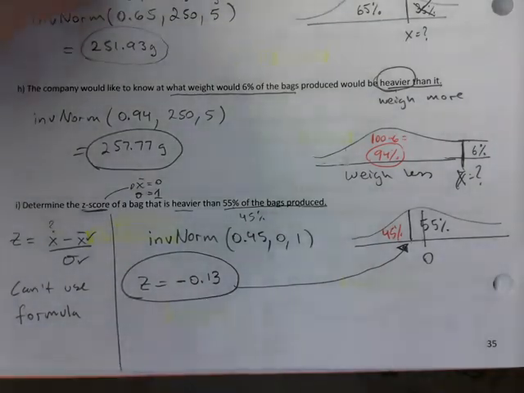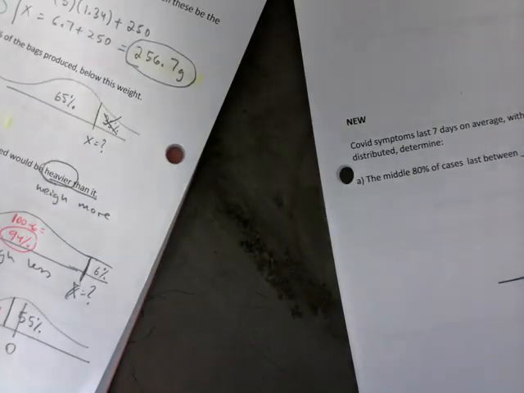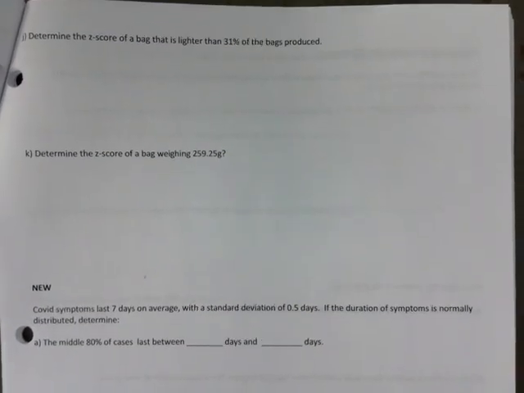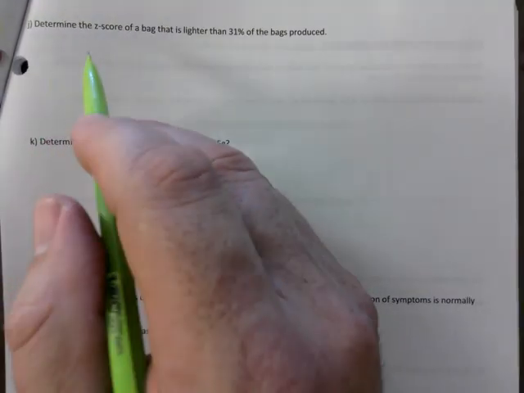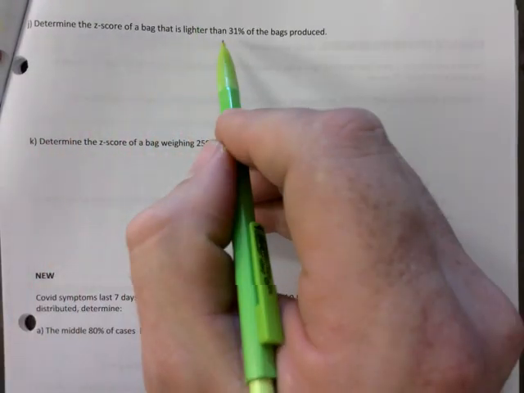Two more questions, and then I'll ask you to try. Maybe you have time to do the homework piece. Page 36. Determine the z-score of a bag that is lighter than 31% of the bags produced.